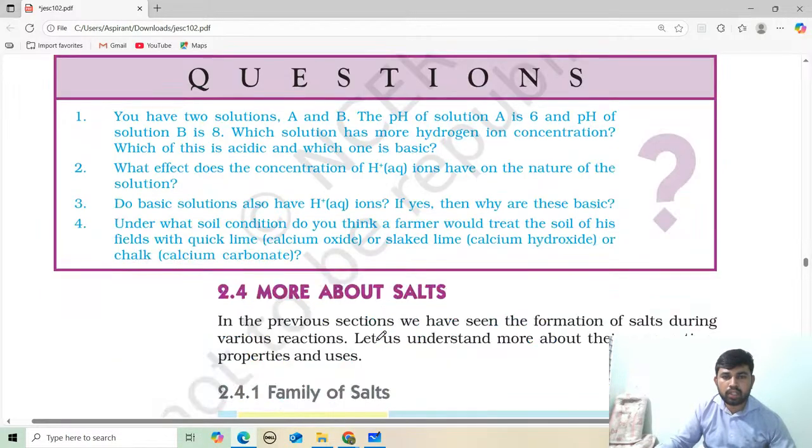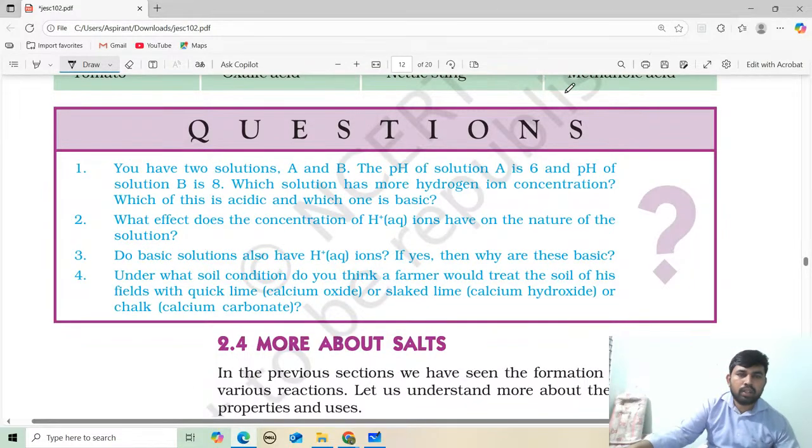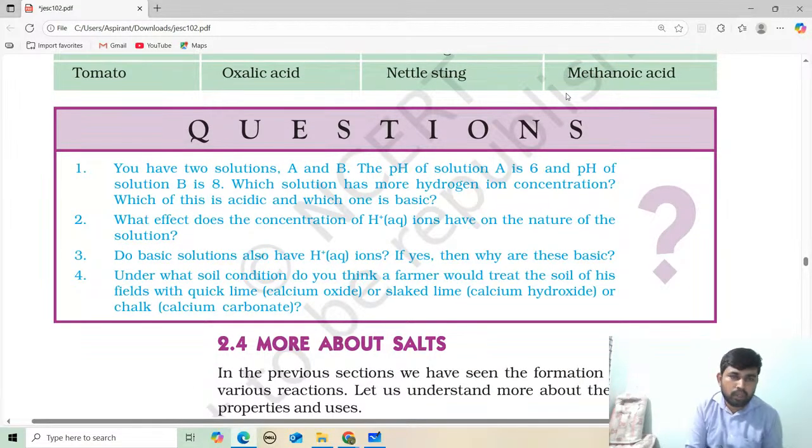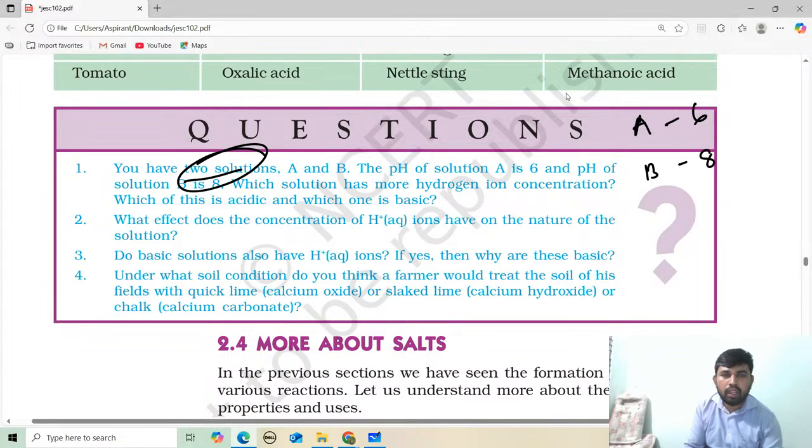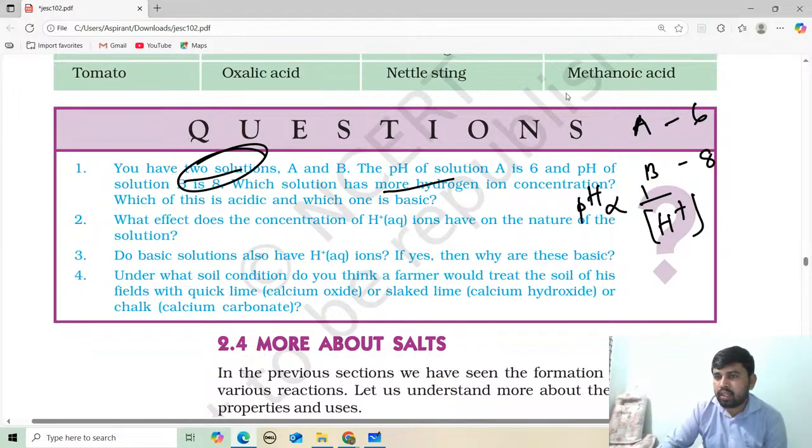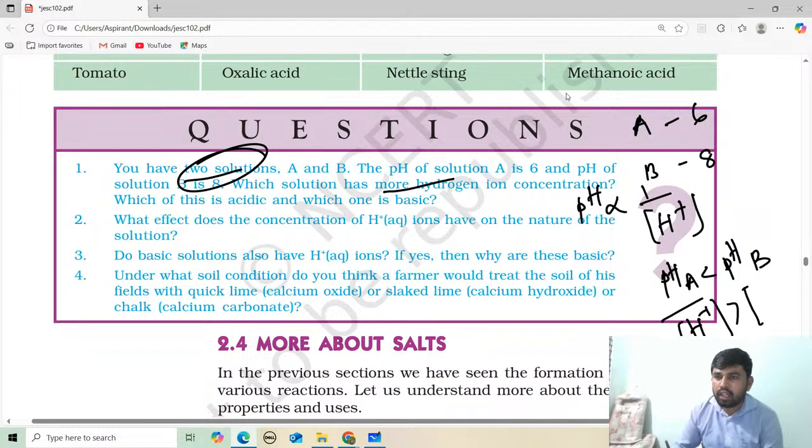They given a question, so we can discuss something else so that we can wind up. You have two solutions, A and B. The pH of A is 6 and the pH of B is 8. Which solution has more hydrogen ion concentration? We know very well pH is inversely proportional to the H plus ion concentration. pH is less means the concentration is more. So the pH of A is less than the pH of B. So A has a higher H plus ion concentration than solution B.